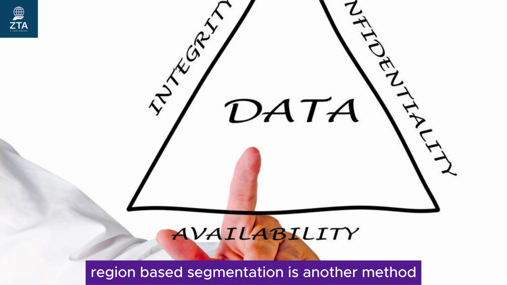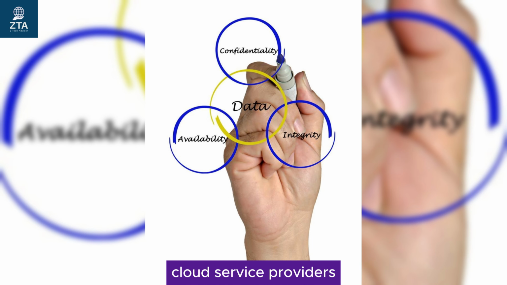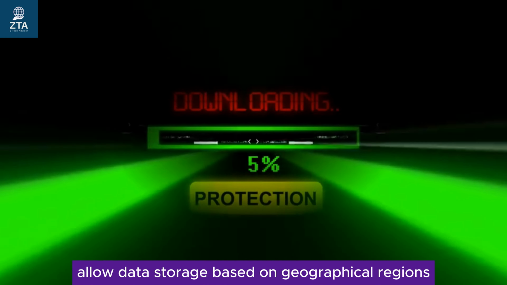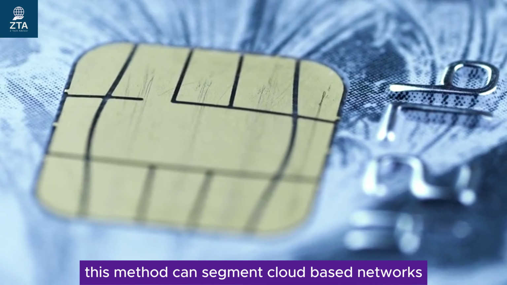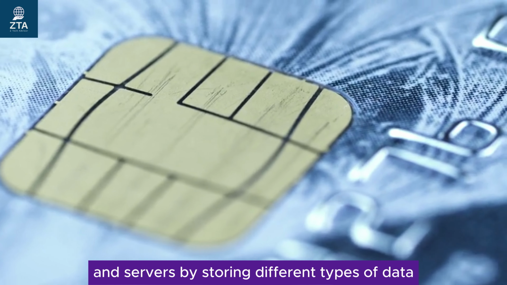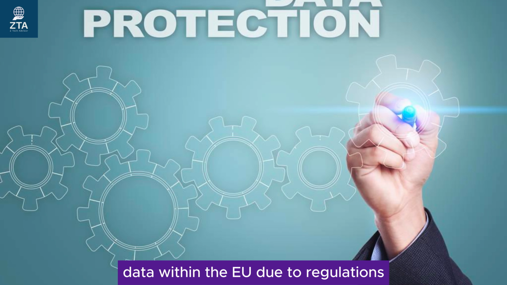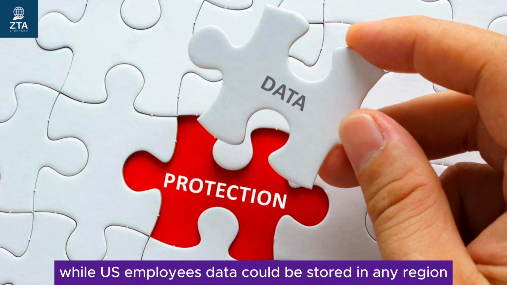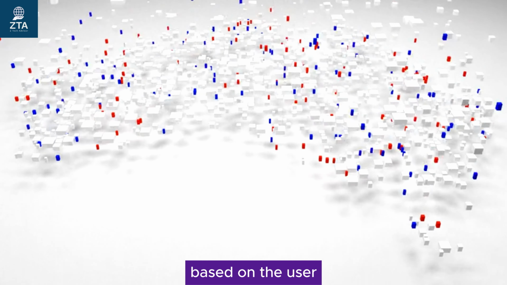Region-based segmentation is another method, especially relevant in cloud computing. Cloud service providers allow data storage based on geographical regions. This method can segment cloud-based networks and servers by storing different types of data in different regions. For example, a multinational organization might store European employees' data within the EU due to regulations, while US employees' data could be stored in any region. This regional segmentation ensures data is stored in the appropriate region based on the user.